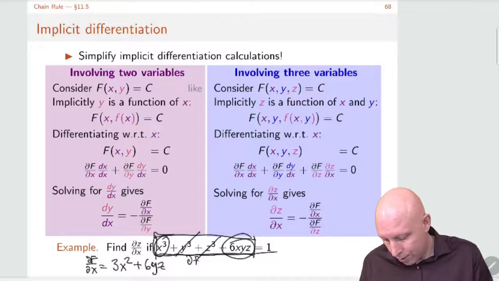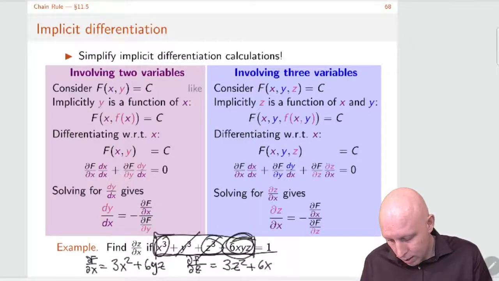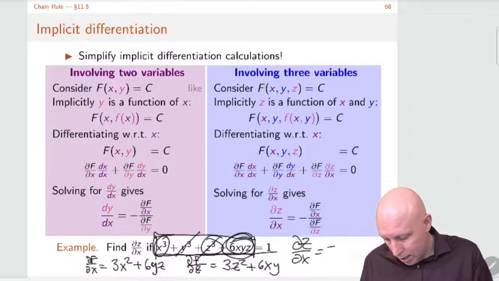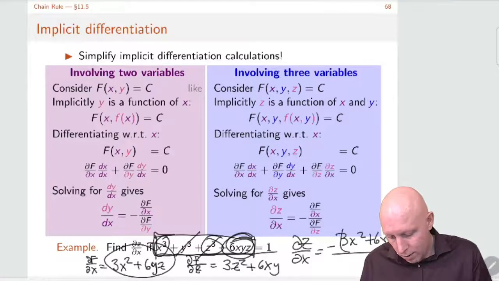And del f del y. Oops, we didn't want del f del y, we want del f del z. And so the only things that have z's in it are these two things, 3z squared plus 6xy. And so that's telling us that del z del x is equal to negative this thing, 3x squared plus 6yz, divided by this thing, 3z squared plus 6xy.